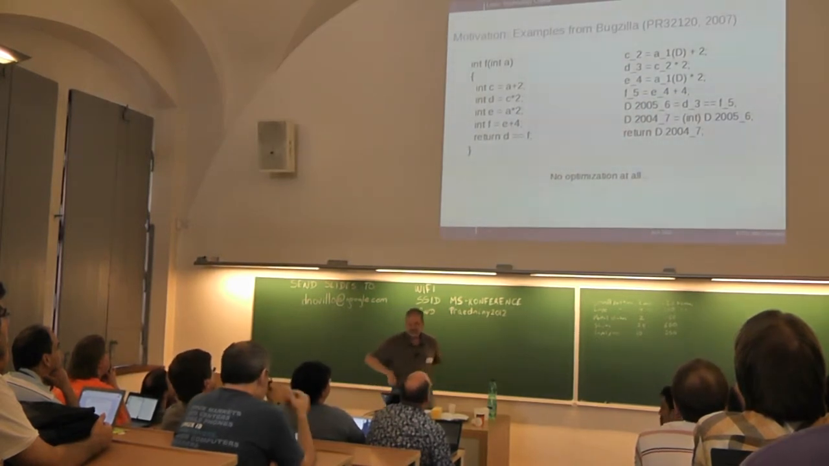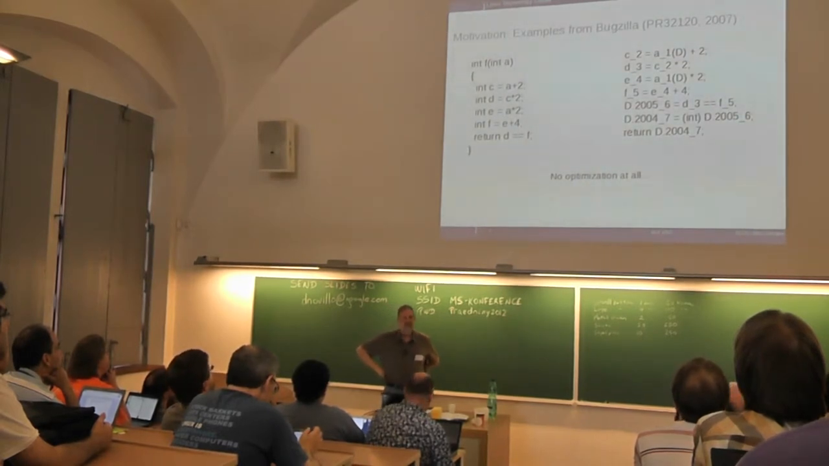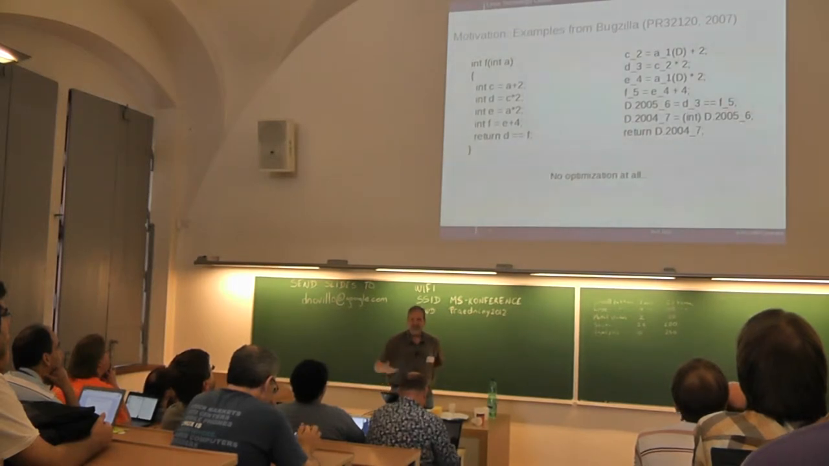The stuff that's on the right is the GIMPLE at the end of the middle end optimization phases. So we do absolutely no optimization at all on this one. We should just get rid of the entire function and return true.